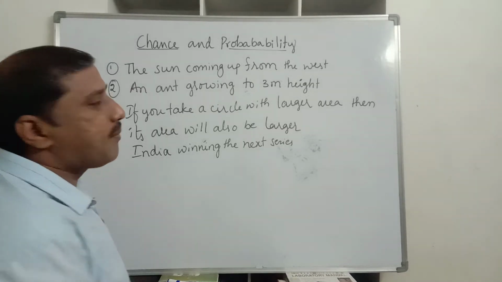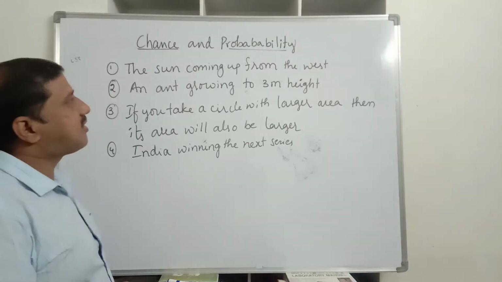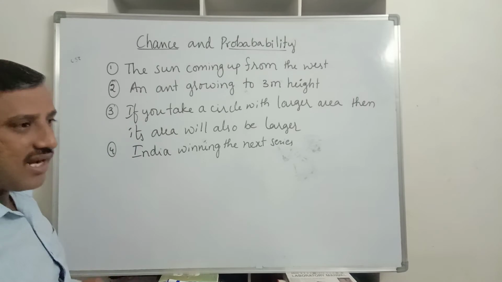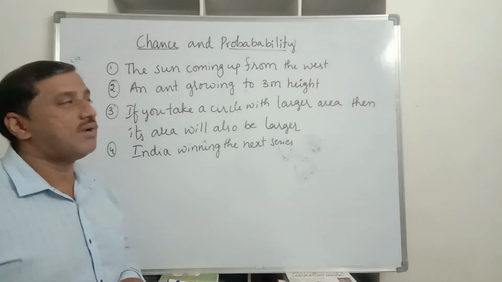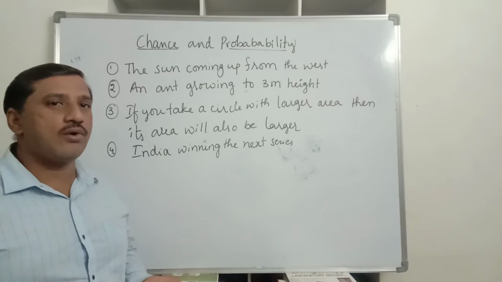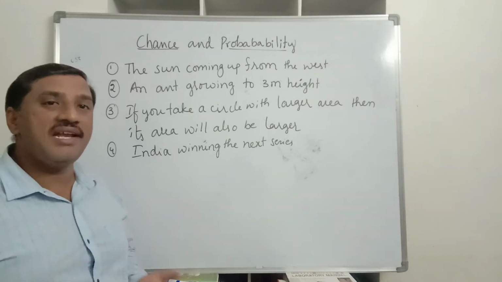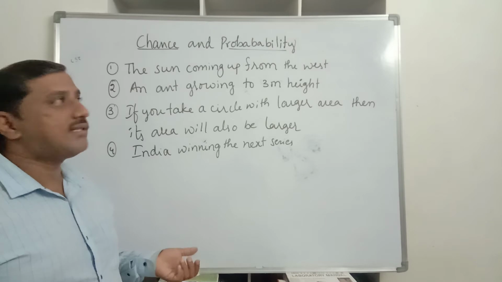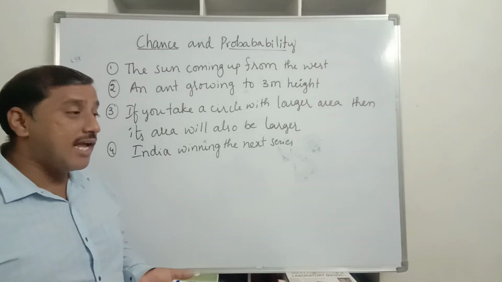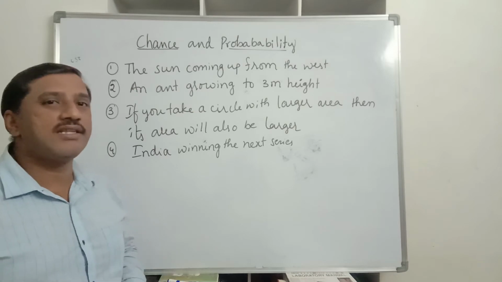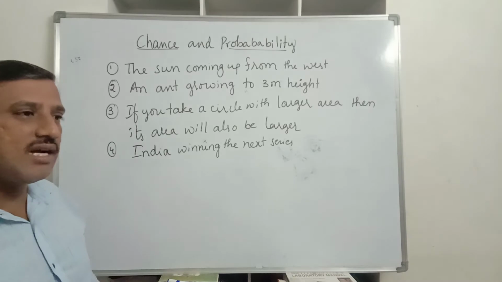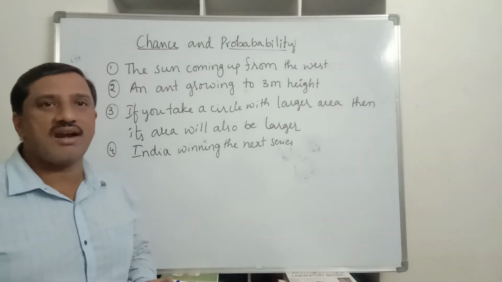Now the last topic of this chapter is chance and probability. These words, most probably, we use in our daily life or in our conversation also. Like, there is a chance of raining today, or it is more probable India may win the World Cup, or India may win the Test series. These kinds of words we use in our general life also.